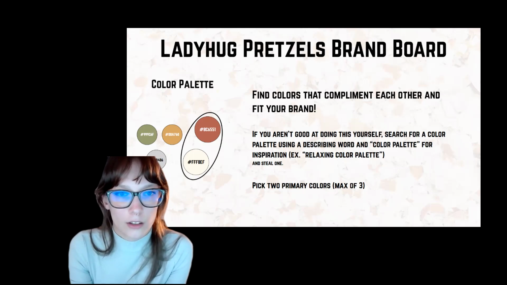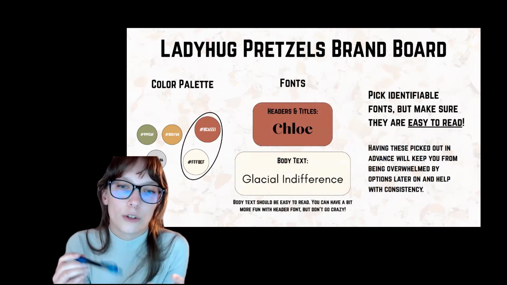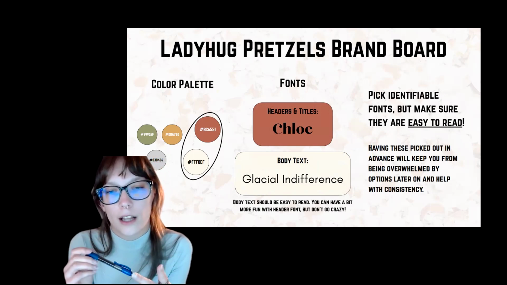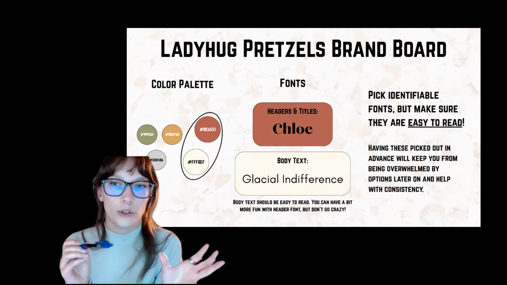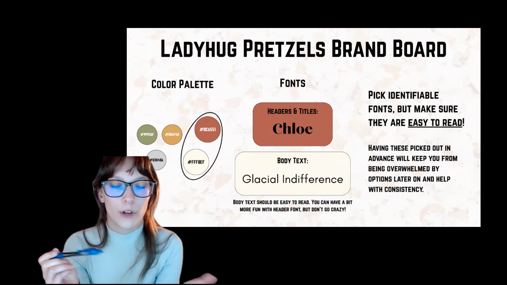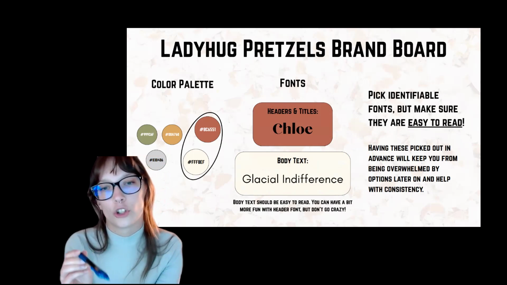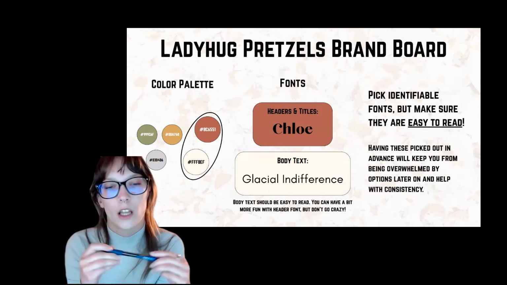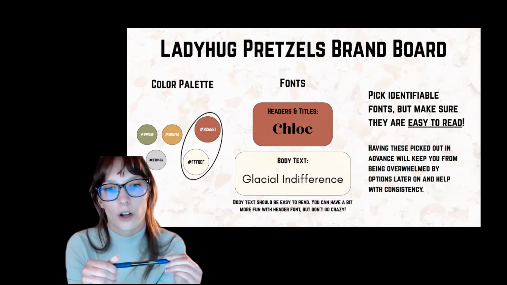And then next, we're going to pick out our fonts. You are going to want to have a header font and then a body text font. The header, you can have a bit more fun with it. It can have a bit more character to it, but just make sure that it is still easy to read. You don't want anything confusing going on.